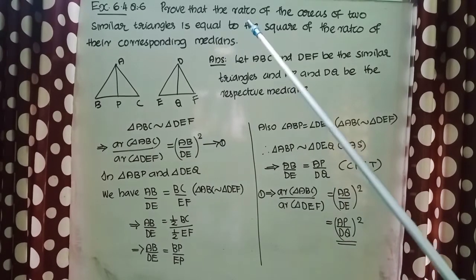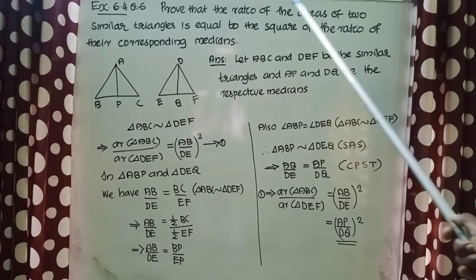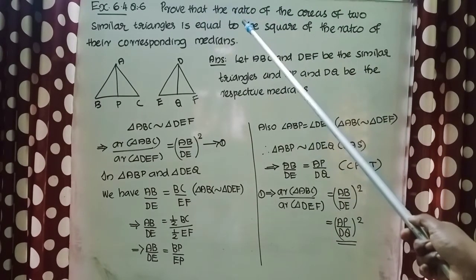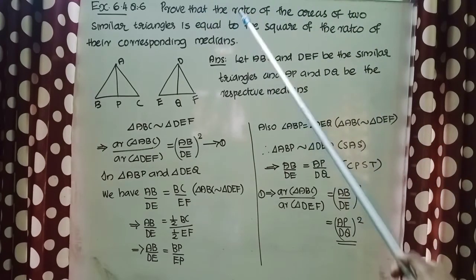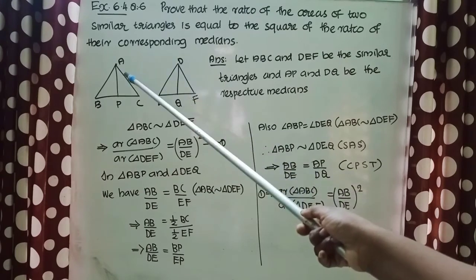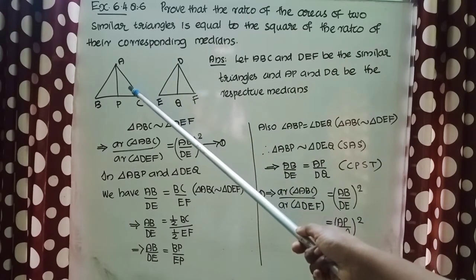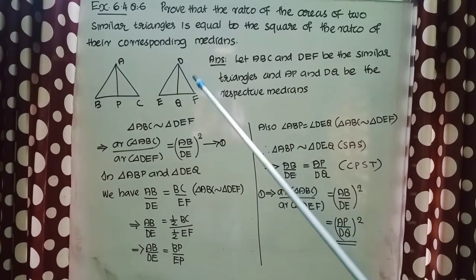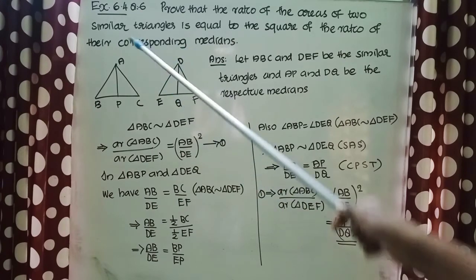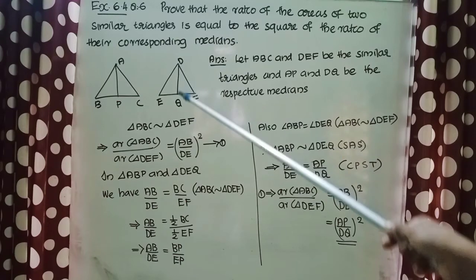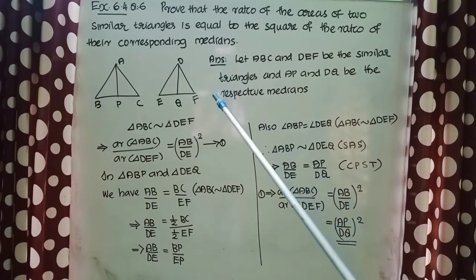Prove that the ratio of the areas of two similar triangles is equal to the square of the ratio of their corresponding medians. So here I have drawn the figure of two triangles, triangle ABC and triangle DEF. They are similar triangles. AP and DQ are their corresponding medians.